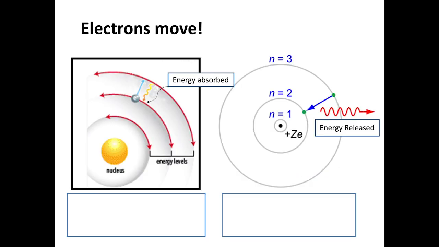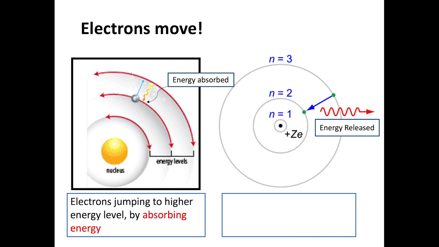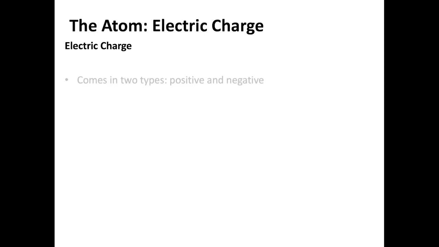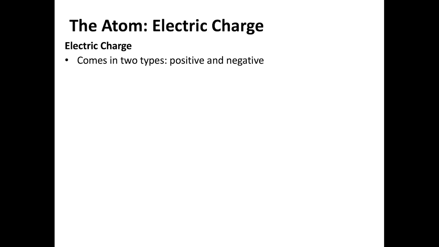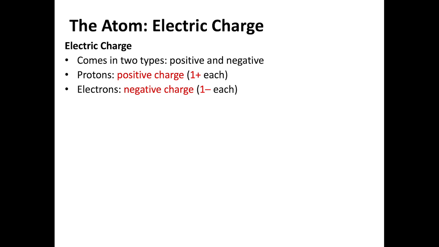And most importantly, electrons can move. So how do we tell electric charge? Electric charge comes in two types. So the electric charge of an atom can either be positive or negative. Protons equal a positive charge of 1+. Electrons equal a negative charge of 1-. Neutrons are neutral. That's how I like to remember that. So neutral, don't think negative, think neutral. So positive, negative, neutral.